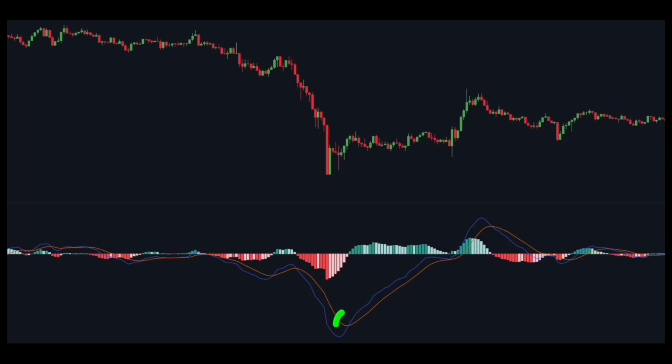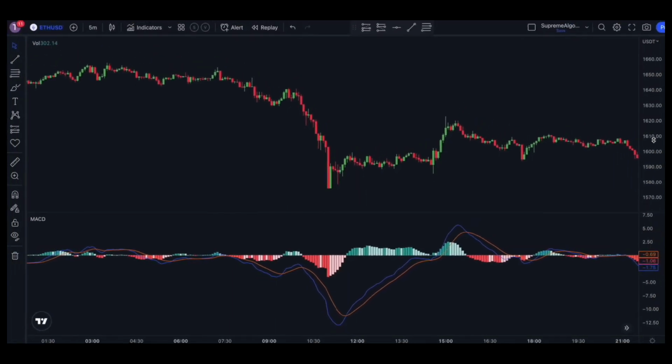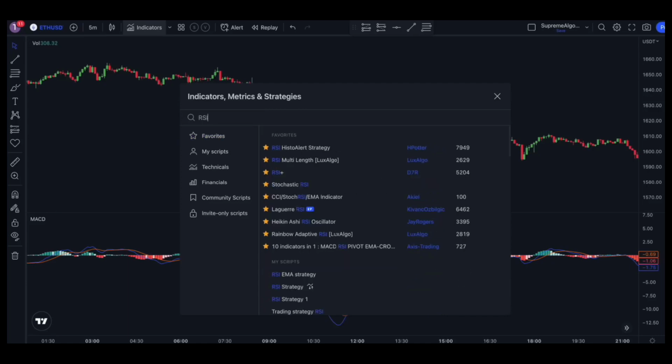When the MACD line crosses above the signal line, it is considered a bullish signal and traders may consider buying. Conversely, when the MACD line crosses below the signal line, it is considered a bearish signal and traders may consider selling. The MACD indicator can also be used to identify divergences between the price and the indicator, which can indicate potential trend reversals.